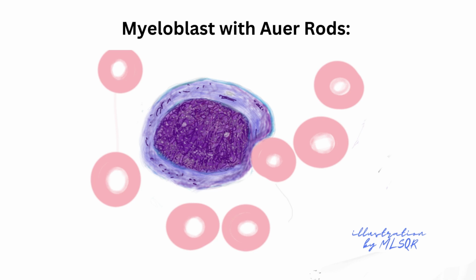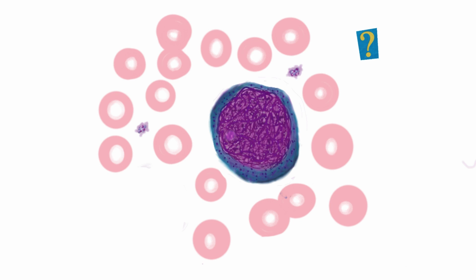And here we see our rods. Auer rods are large azurophilic crystalline cytoplasmic inclusions seen in blast cells in acute myeloid and promyelocytic leukemias and myelodysplastic syndrome. They are fused lysosomes rich in lysosomal enzymes seen in the primary azurophilic granules.